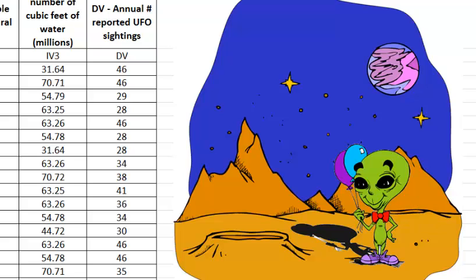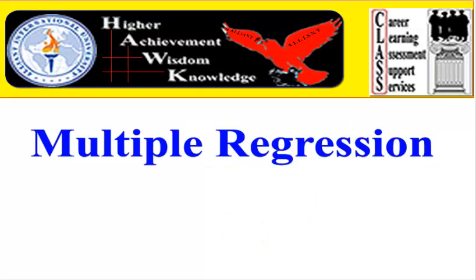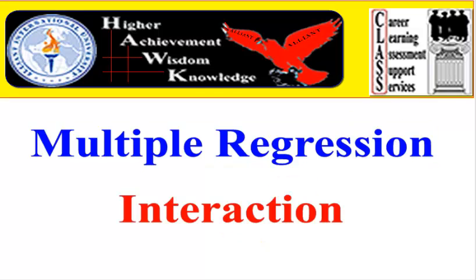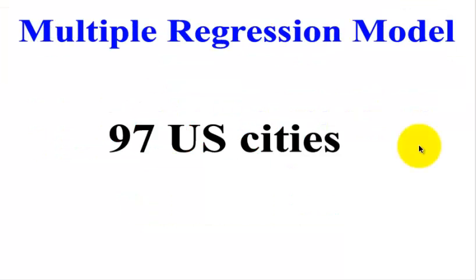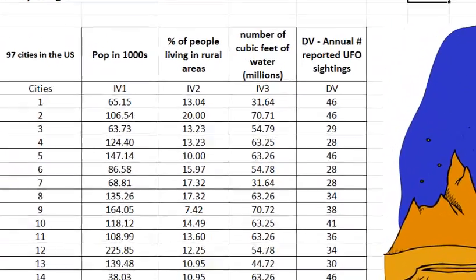So hold on. So multiple regression, interaction. This is going to be a lesson on this stuff, okay? Information from 97 U.S. cities has been collected. And here's the data. I'll just show you the data.